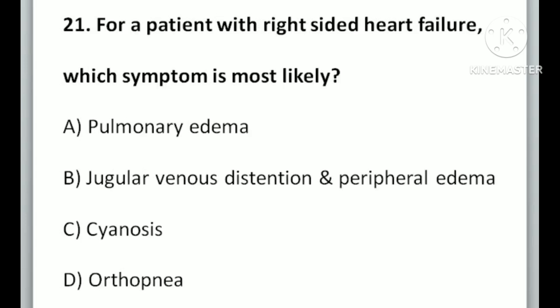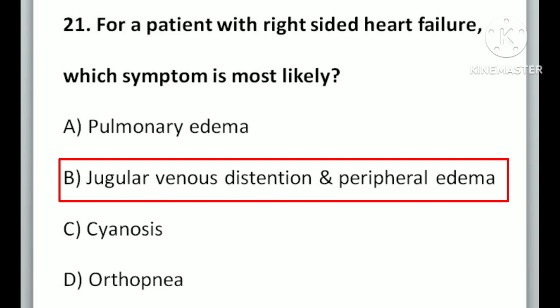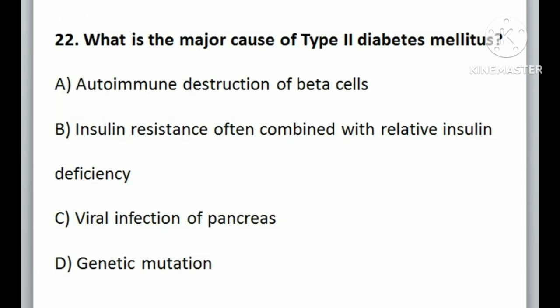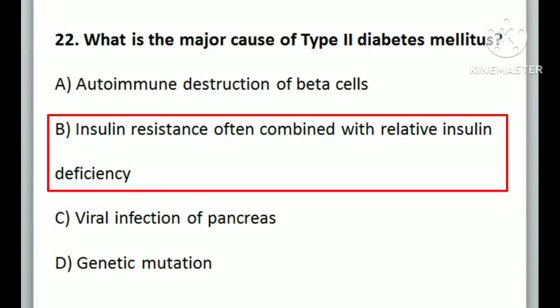21. For a patient with right-sided heart failure, which symptom is most likely? Correct option is B. Jugular venous distension and peripheral edema. 22. What is the major cause of type 2 diabetes mellitus? A. Autoimmune destruction of beta cells. B. Insulin resistance often combined with relative insulin deficiency. Correct option is B.